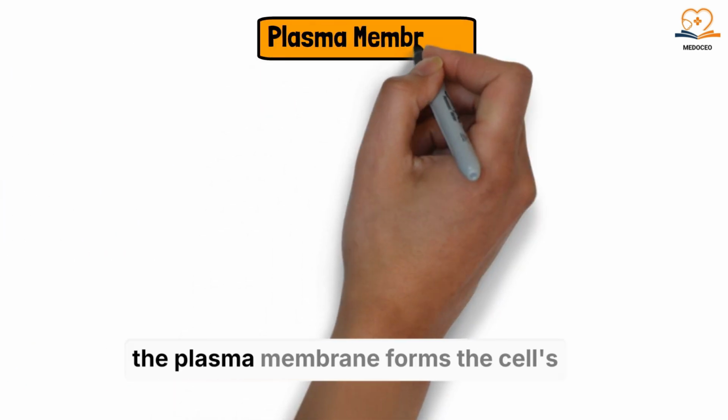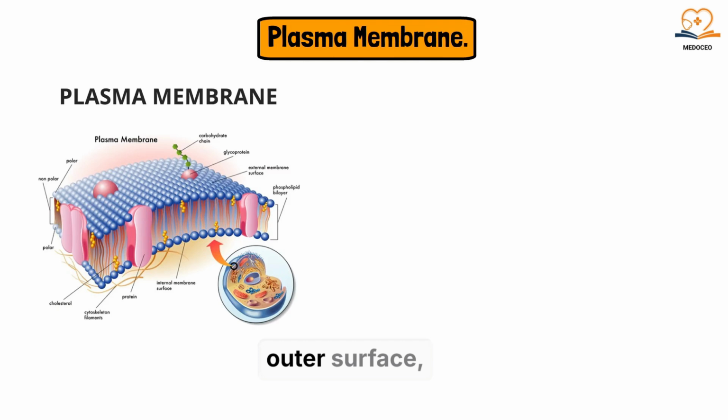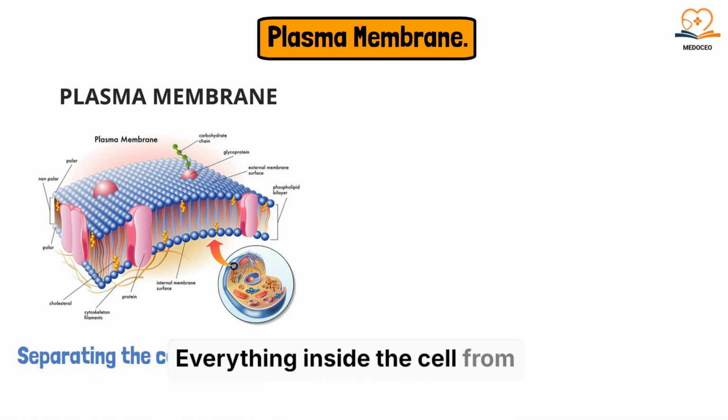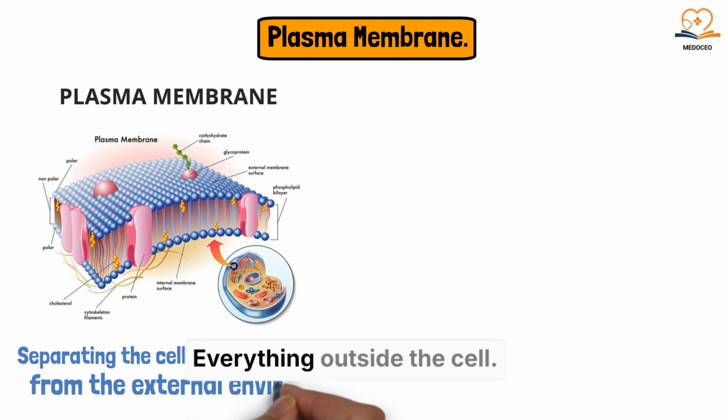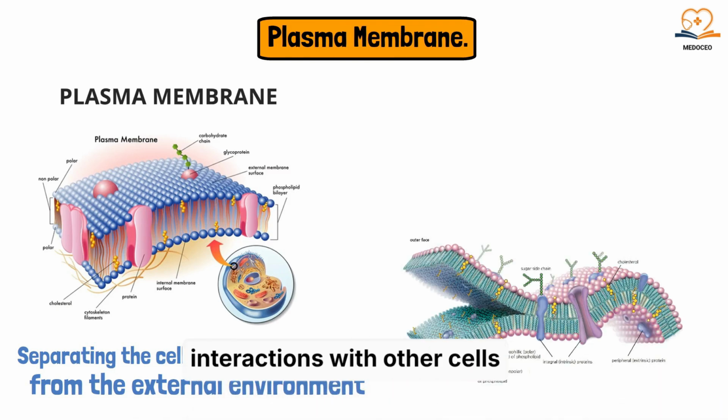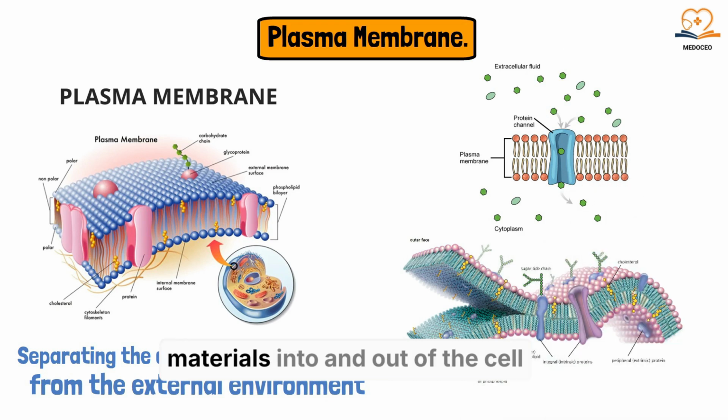Plasma membrane. The plasma membrane forms the cell's outer surface, separating the cell's internal environment, everything inside the cell, from the external environment, everything outside the cell. It governs the cell's interactions with other cells and controls the passage of materials into and out of the cell.